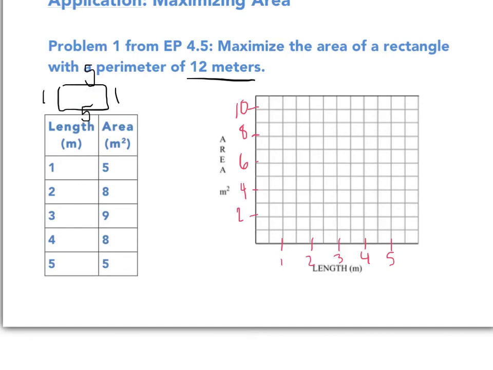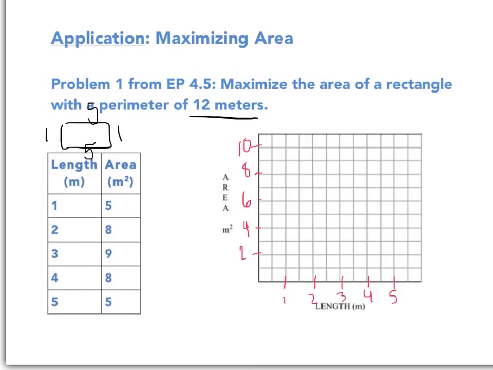So I made the scale on each axis. I have length 1 through 5 because that is how high it goes with our length, and then area I went up to 10 because our highest area was 9. I'm just going to plot these points. So I have a plot of length of 1 and area of 5 right here, length of 2 and area of 8 right there, length of 3, area of 9, length of 4, area of 8, and length of 5, area of 5. And as we can see, that makes a beautiful parabola.